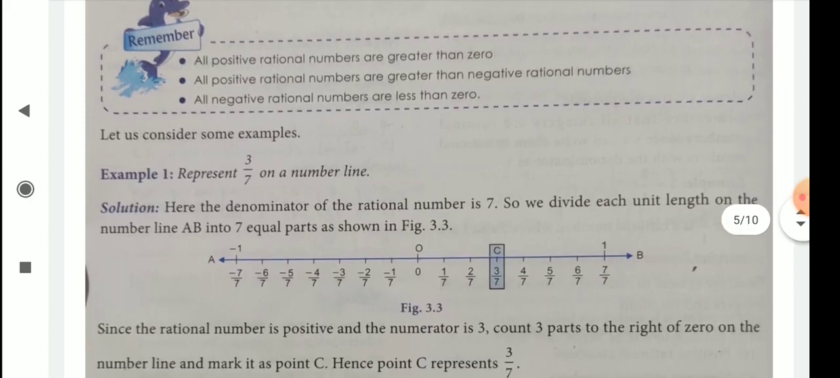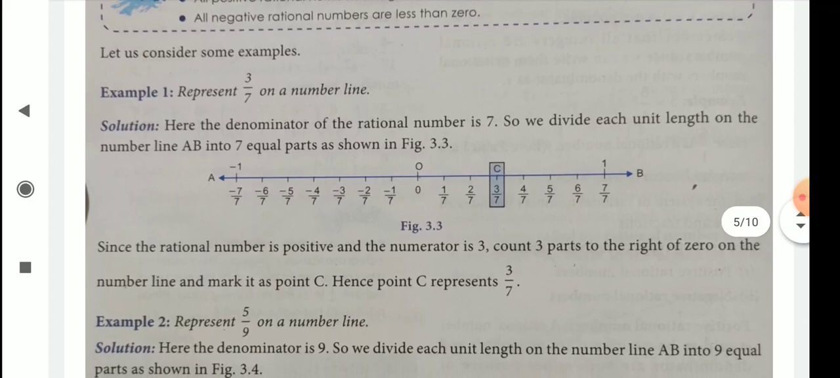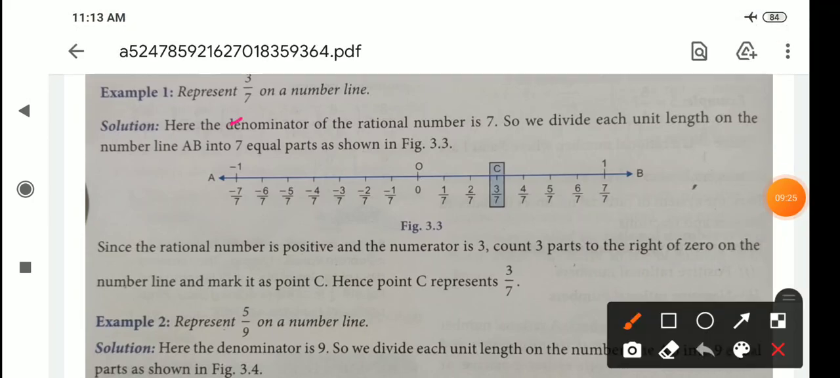Then here we see how we represent a rational number on a number line. Here it is given 3 by 7. So children, what do we do? Here the denominator of the rational number is 7, so we divide each unit length on the number line. In AB, you see, we have to do 7 equal parts.